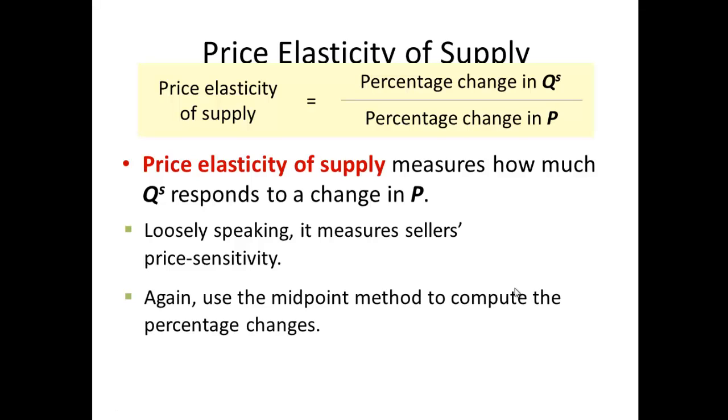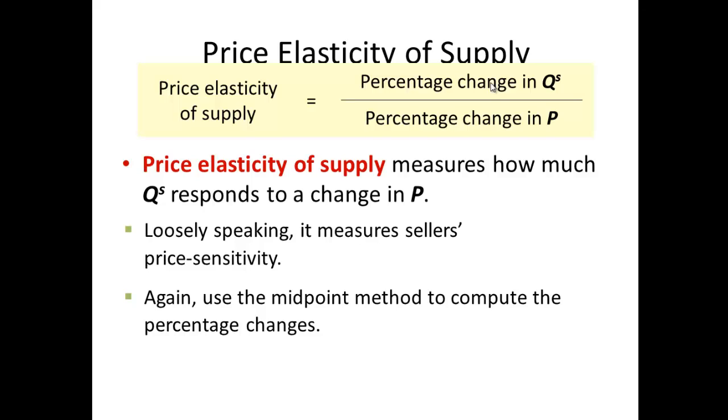And we're going to do a brief primer, going back to price elasticity of demand. Remember that on the demand side, price elasticity of demand is the percentage change in quantity demanded divided by the percentage change in price. We see the same thing holds true, except we're talking about quantity supplied, not quantity demanded.